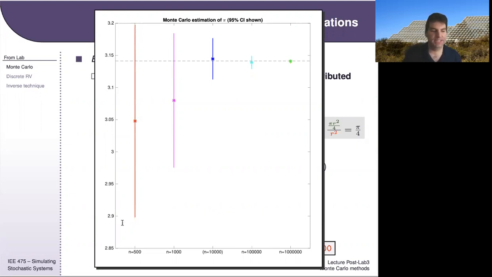So that, to me, is an interesting result from this lab. I didn't ask you to do multiple, different numbers of samples, but if you were to, you would see that your estimates get more and more precise, and closer and closer to all of your neighbors' estimates in the lab.